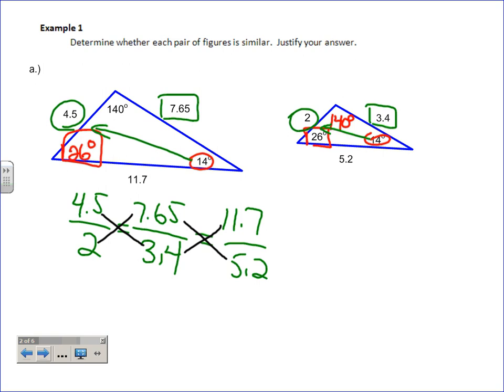So somebody do 4.5 divided by 2. Maybe this side of the room do that one. 7.65 over 3.4. Let's have the middle of the room do that one. And then 11.7 over 5.2. Have the left side of the room do that one. And let's see if we come out with that same decimal.